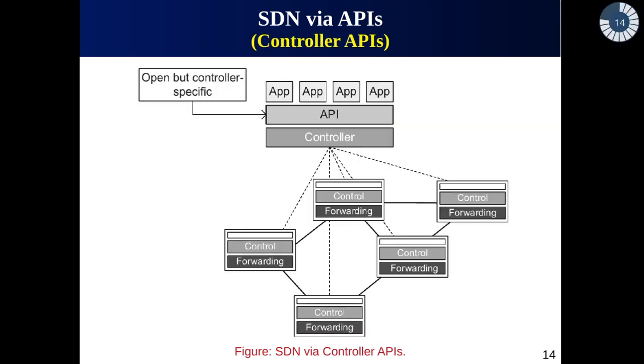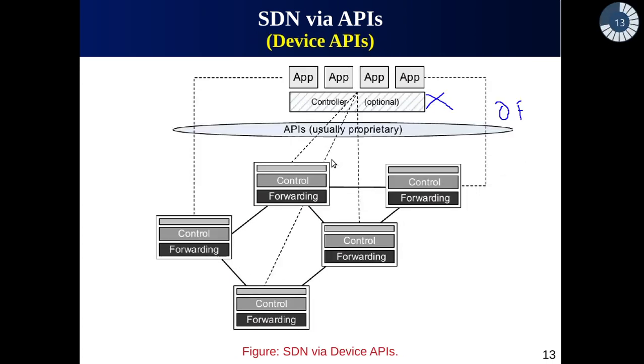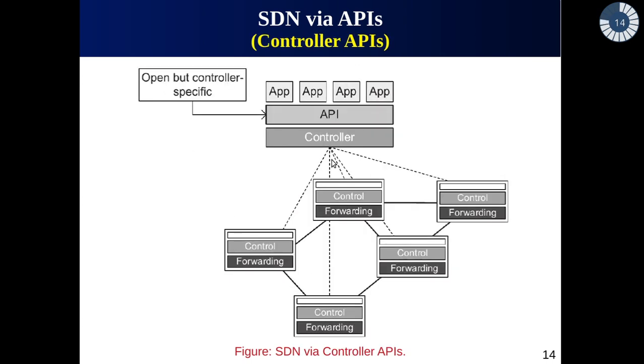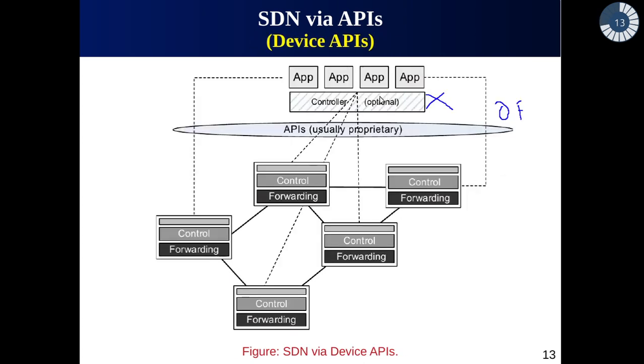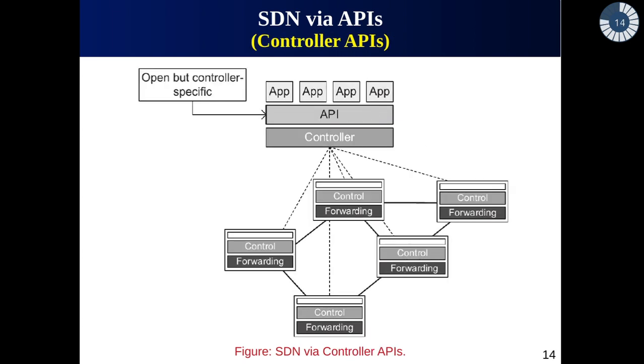Our next setup is the control APIs. Okay, so here if you compare these two figures, there is a little difference. We still have the devices, we still have the API, we still have the application, but here we have the controller. Here the controller was optional, but here we have the controller mandatory. So in order to promote programmability from a centralized location, SDN through control level API can provide a platform from which we can build SDN applications.